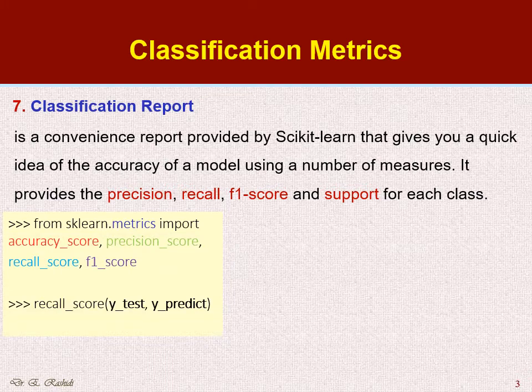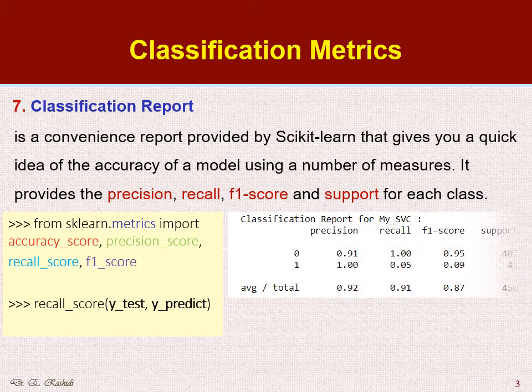So what you can do is compute and print out all of these measures individually, as you can see here, by this line of code. From Scikit-Learn metrics, import accuracy score, precision score, recall score, and F1 score, and then compute each metric, such as recall score, by providing the y test and y predict, and also for the other measures. Also, you could ask Scikit-Learn to print out the classification report, which would include all of them.